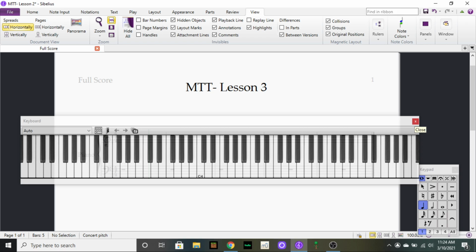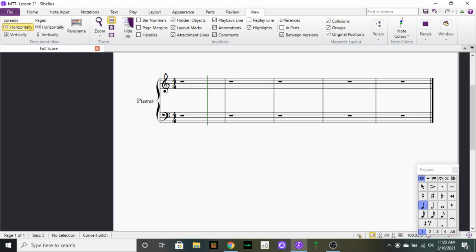We will be going over registers again when we talk about different instruments, and what registers they can play and all that jazz. So next we are going to go over ledger lines.